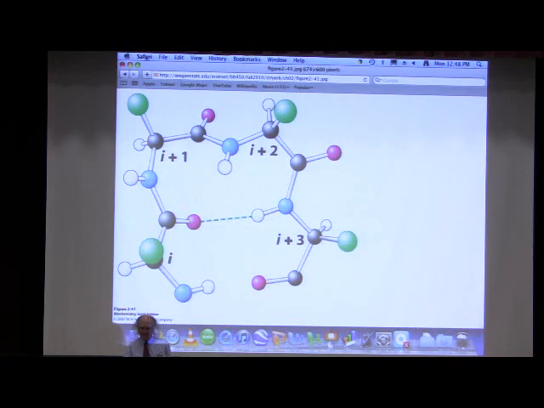Yeah? When we find proteins, how do they characterize that to find out the angles, like crystallography? Crystallography, yep. NMR and crystallography, the two primary ways.